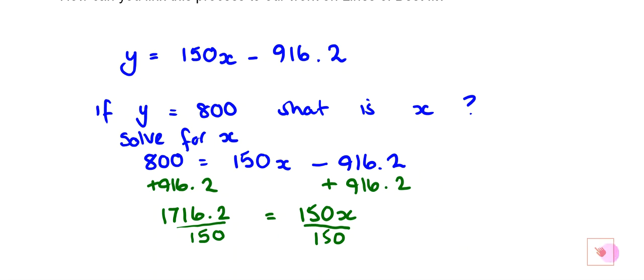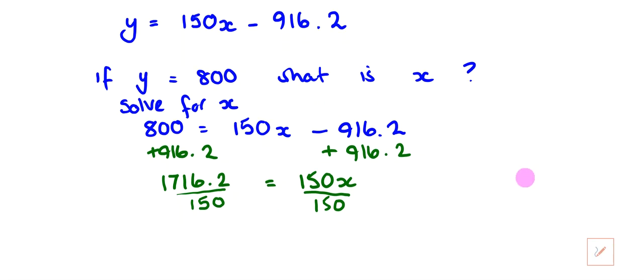Now, if I do that, what must x have been for that to be true? 11.44. 11.44, round. Okay. That's what it is.